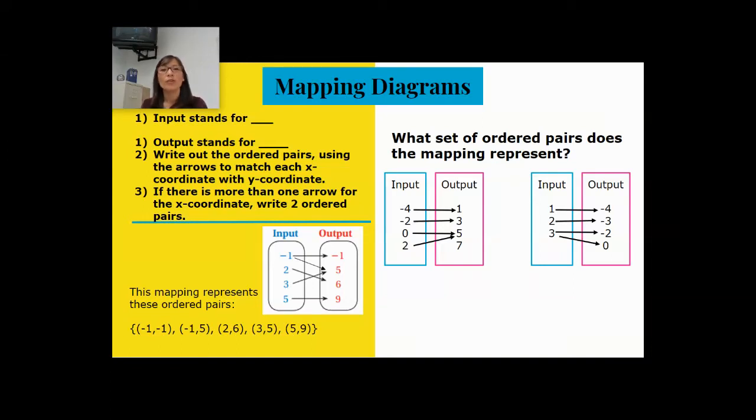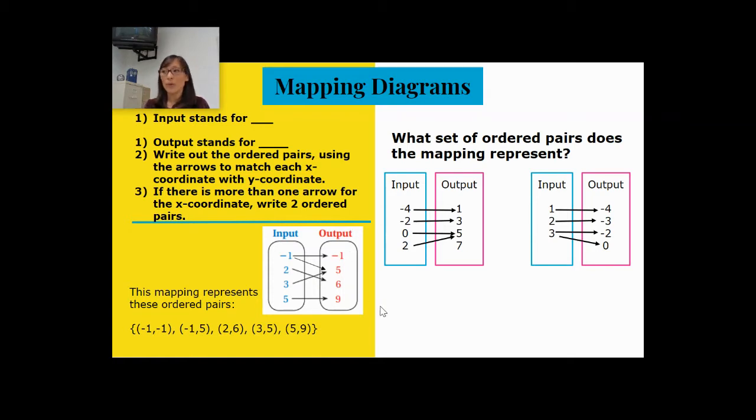Any set of ordered pairs is called a relation. Sometimes we want a visual representation of this relation, and so we create mapping diagrams. Let's take a look at this mapping diagram. So this says input, and this is labeled output.